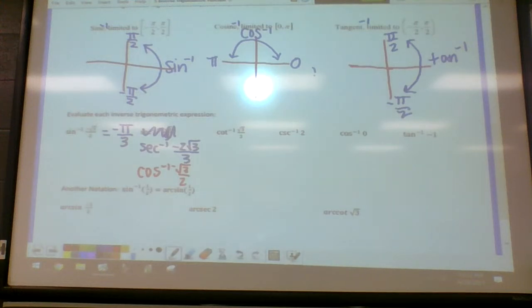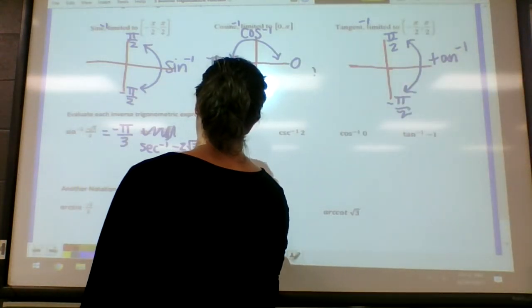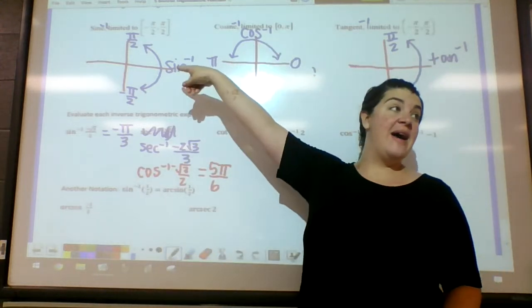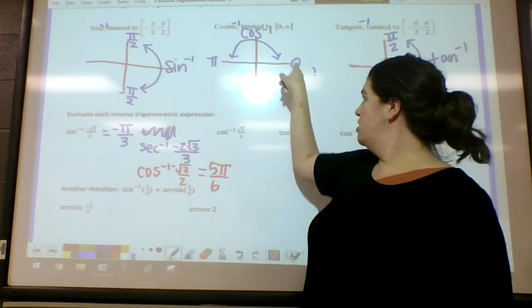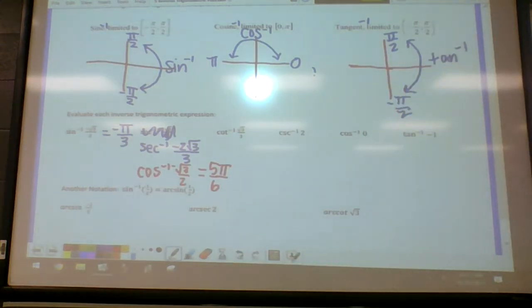150. Don't tell me 150. 5 pi over 6. Yeah, you said 5 pi over 6, right? At 5 pi over 6. And so the answer to this is just 5 pi over 6. We don't have to do any changing because cosine lives between 0 and pi. Cosine inverse, 0 and pi. And so that is just 5 pi over 6. That's between 0 and pi.